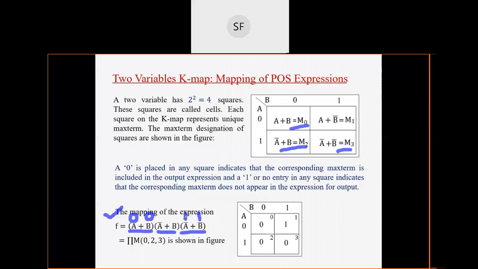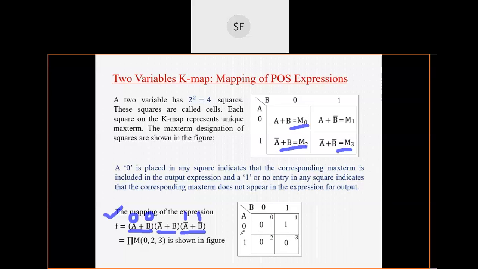Okay, so a bar b, a bar b. Now what you have to do while mapping, so now we have understood that this is the product of these max terms. And how many max terms are present here? Out of 4, 3 max terms are present. And which are they? 0, 2, 3. Okay. Now you have to map these max terms on the 2 variable K-map.